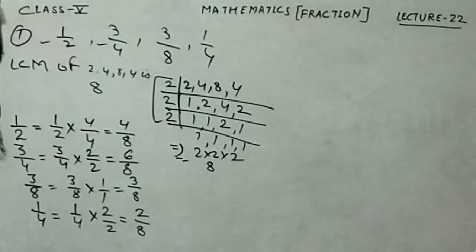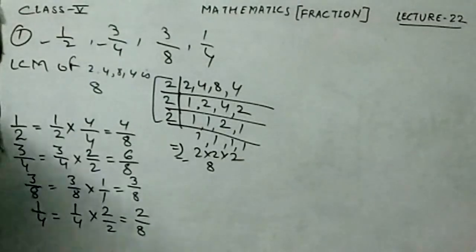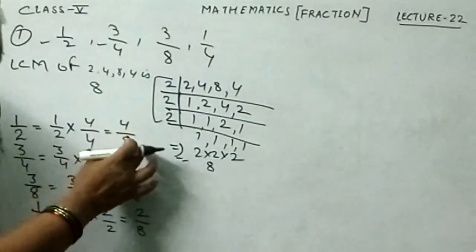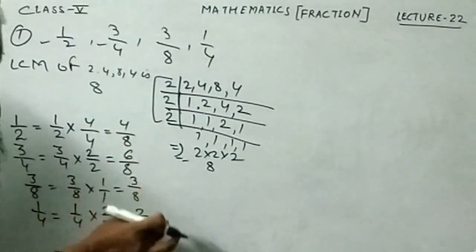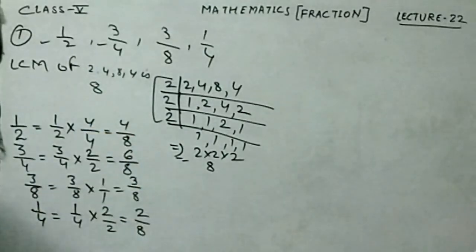Now see here, all denominators are the same, 8, 8, 8, 8. Then if all the denominators are the same, the lowest numerator is the lowest and the highest numerator is the highest. So here we have to write in ascending order.